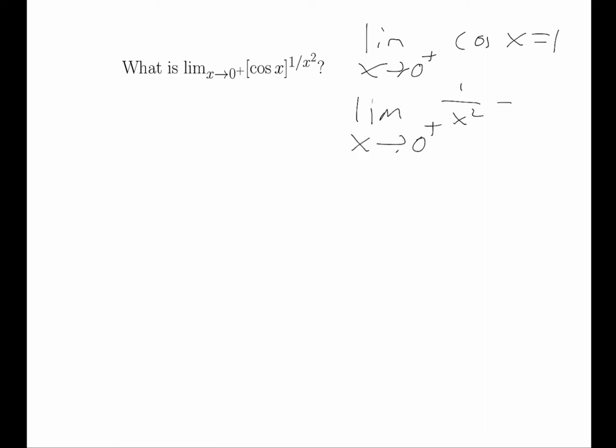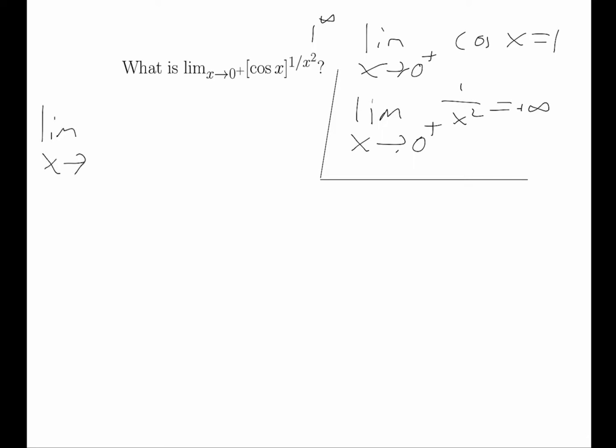A typical example: what is the limit as x goes to 0 from the right of cosine x to the 1 over x squared? The limit as x goes to 0 of cosine x is cosine 0, because this is a continuous function. Cosine 0 is 1. The limit as x goes to 0 of 1 over x squared is plus infinity. So this is an indeterminate form of type 1 to the infinity. So we expect to use the technique that I'm about to show you.